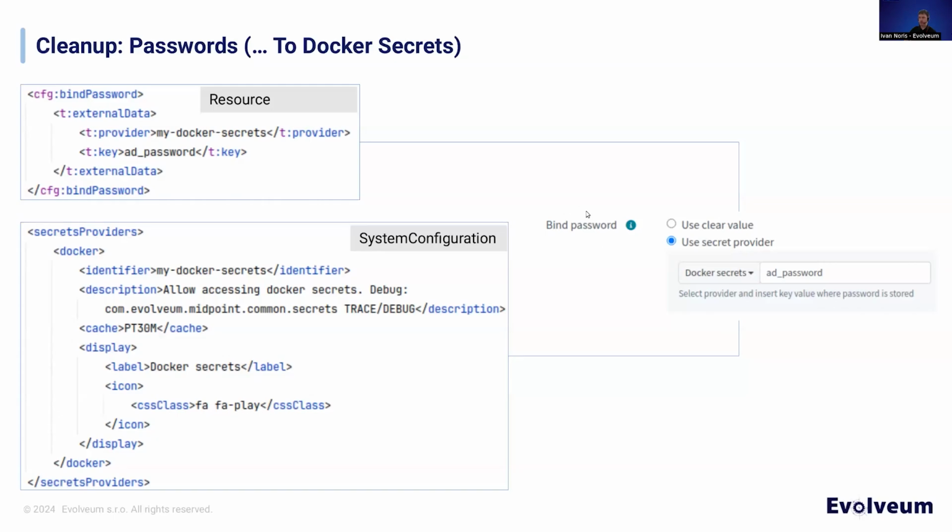So if you look at the bind password in the user interface, it will look like this. There will be no password stored in the resource anymore. This will be stored here, the reference to provider and the key. So now it is portable and of course much safer because you don't have the password in your configuration.